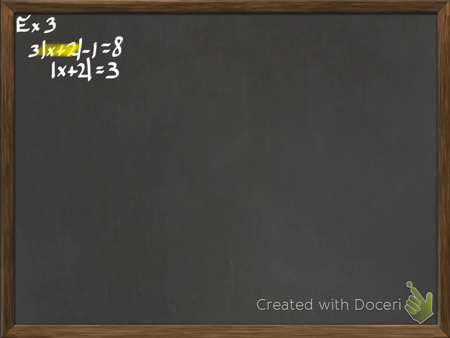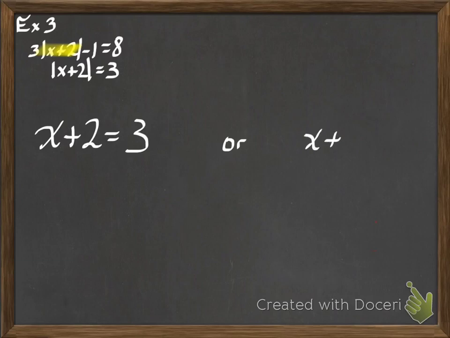So what is inside my absolute value could either be a 3, because if I have a 3 and I take the absolute value of 3, it comes out as 3. Or what's inside the absolute value could be a negative 3, because if I take the absolute value of negative 3, I end up with 3. So I know that inside material could either be one of those two numbers.